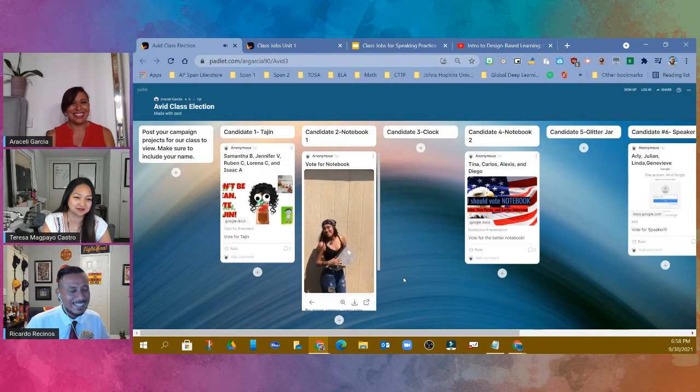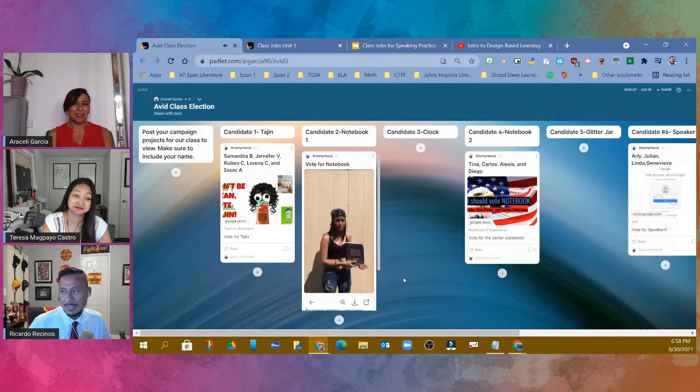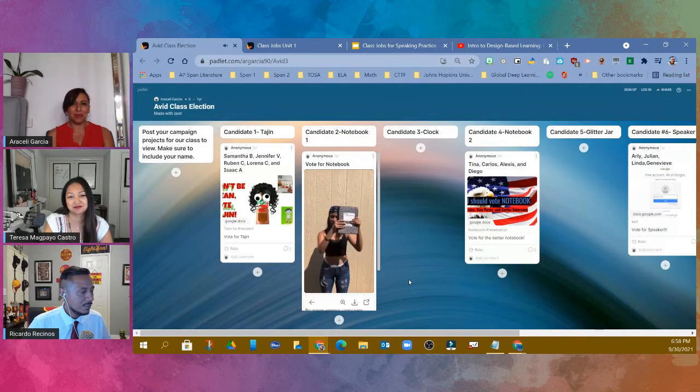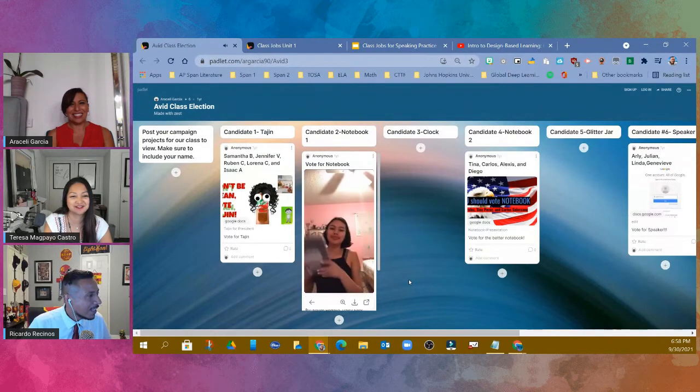Thanks, Daisy. I also believe that a notebook should be our class president because a notebook is just always there for you. Any thoughts you have, you can always write it down on a notebook. Just like anything, a notebook is always there for you. Here you go. Thanks, Nayeli. I think that the notebook is very adaptable.